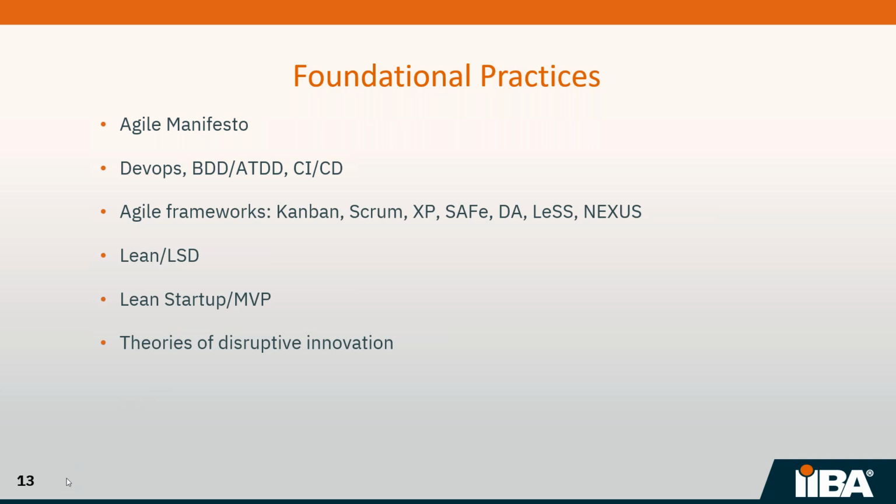And the last four that you see there, SAFe, Disciplined Agile, LeSS, and Nexus, are all about scaling the approach.